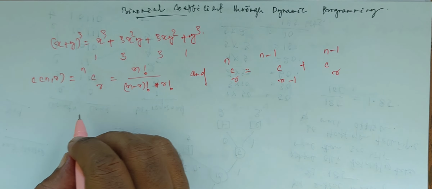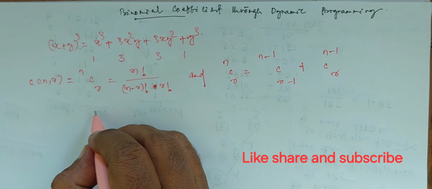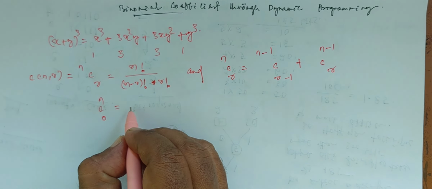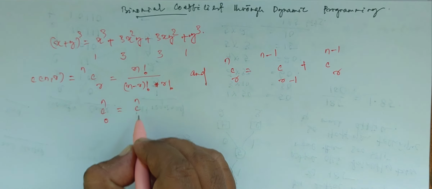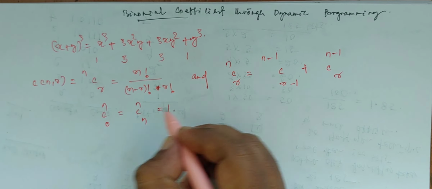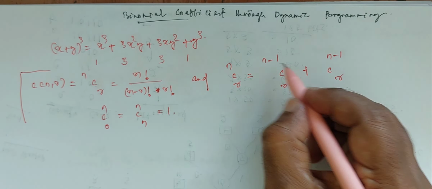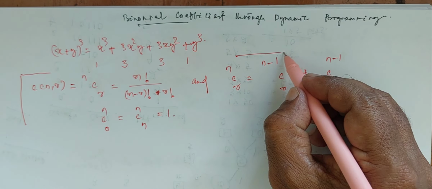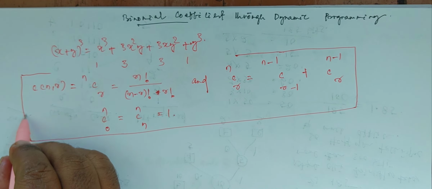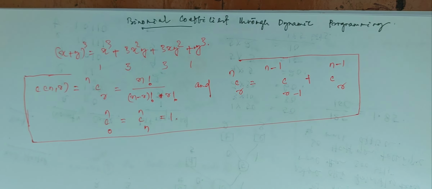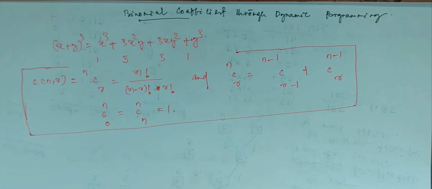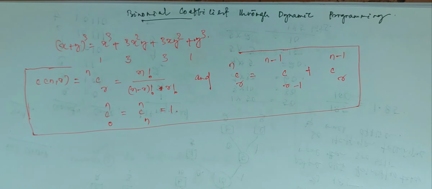And another concept is there, where Cn0 is equal to Cnn is equal to 1. This is the principle of the binomial coefficient. So from here we will calculate the binomial coefficient of any kind of binomial equation.